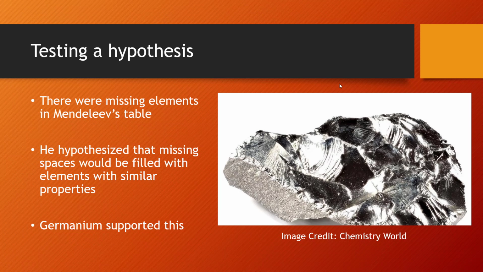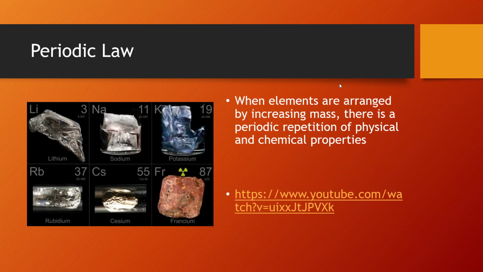Periodic law is a relatively simple concept. When you have elements organized by increasing atomic mass or atomic number, which is the number of protons, you're going to have a periodic repetition of physical and chemical properties. This is why this is called the periodic table, because over time you're going to have this periodic repetition of elements.